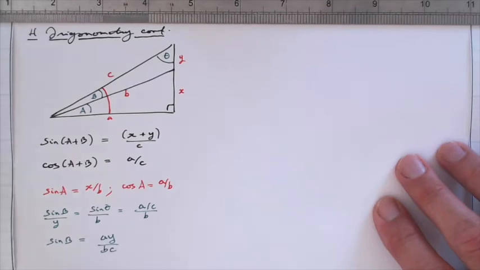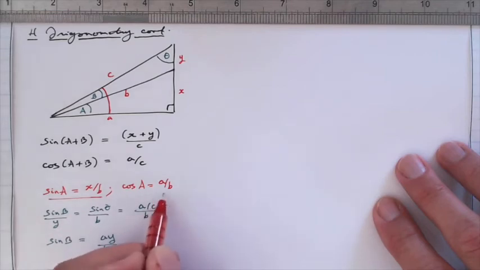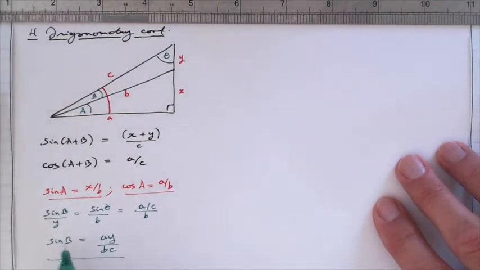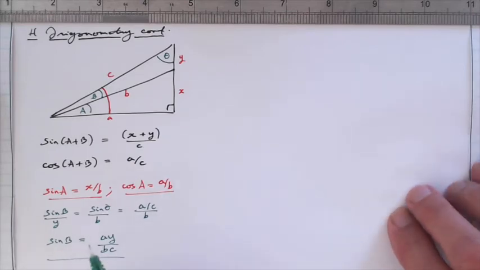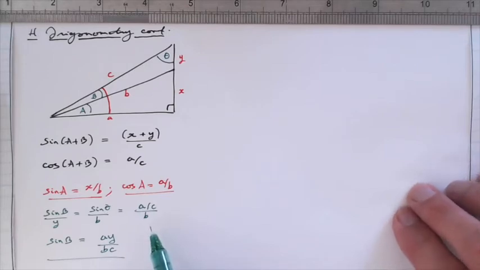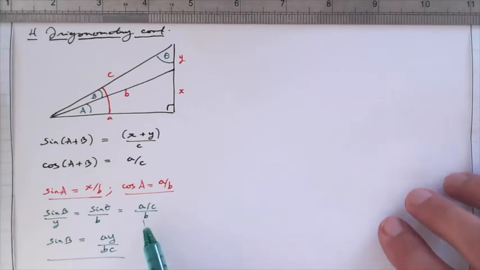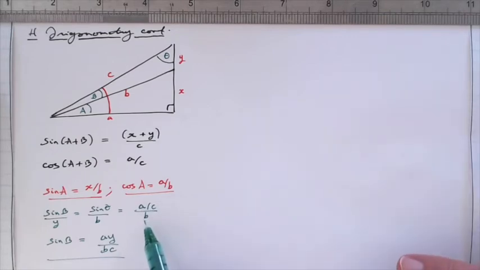Okay, so let me maybe underline these because we're going to use them. So we got this one using the sine rule. I'm being quite quick with my fractions here, so if you're slightly unsure with fractions, you might want to do this a bit more slowly. But A over C divided by B is just A divided by BC, and then I'm multiplying that by y to get that.